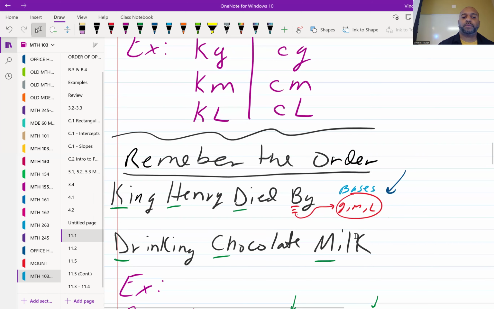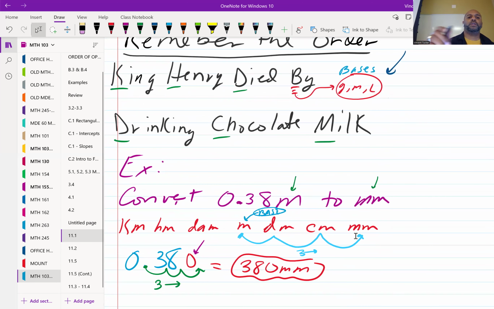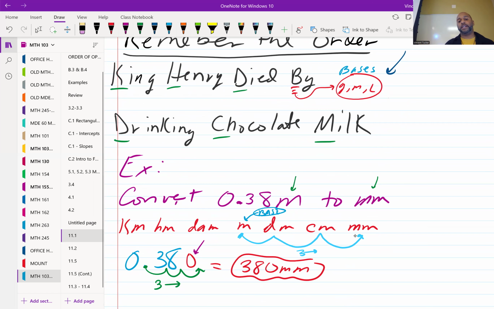All right. So let's go ahead and try this out. It says convert 0.38 meters to millimeters. So the first thing we want to do is, like I said, remember the order. King Henry died, base is our meters, drinking chocolate milk. So you see how we set up kilometers, hectometers, decameters, meters, decimeters, centimeters, and millimeters.